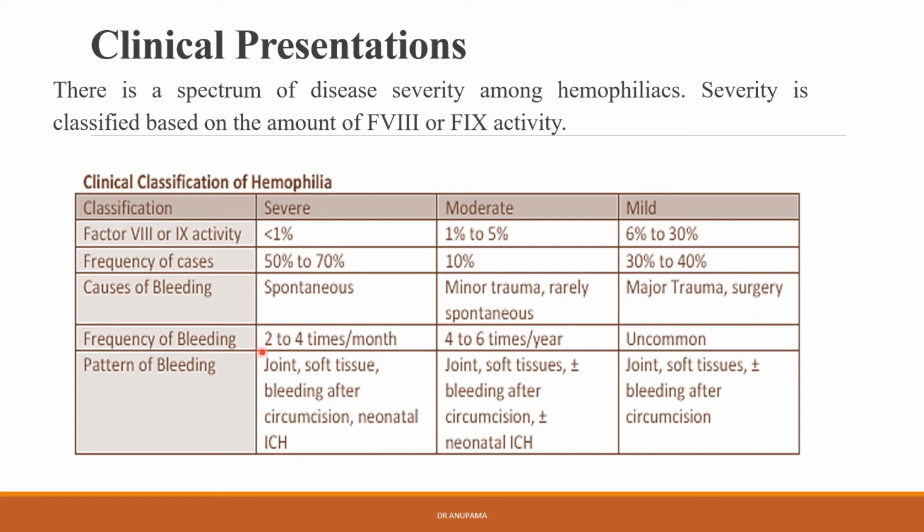And the frequency of bleeding is more. It goes like this: 2 to 4 times per month, while here it is 4 to 6 times per year, while here the frequency of bleeding is very uncommon. And the pattern of bleeding, here at the joints, soft tissues, bleeding after circumcision, neonatal, all these cases.